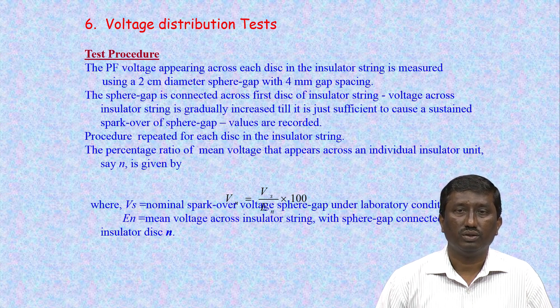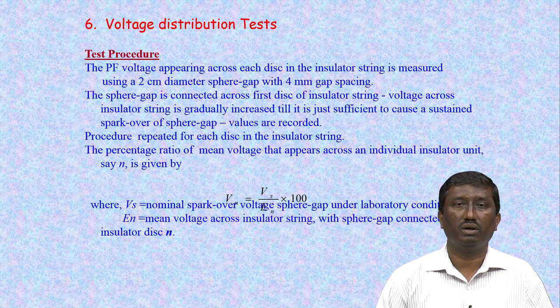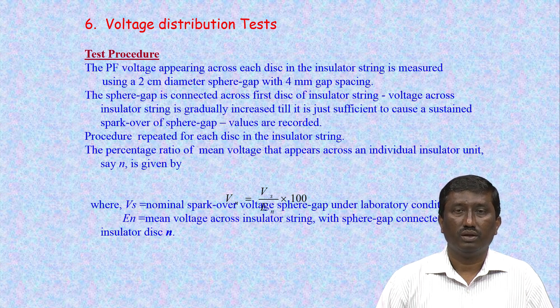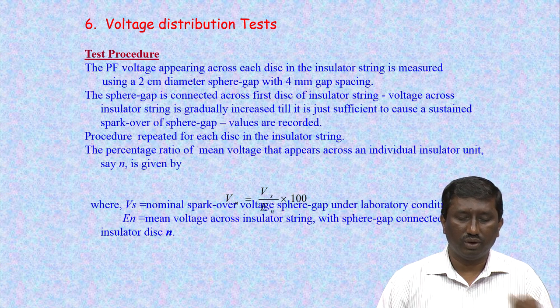properly distributed. This is the main aim of the voltage distribution experimentation, and it also evaluates the corona control ring, the arcing horn and other accessories which are used for properly maintaining the voltage distribution. So, how is voltage distribution done in the laboratory?